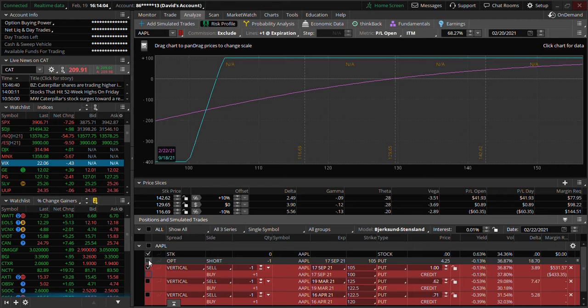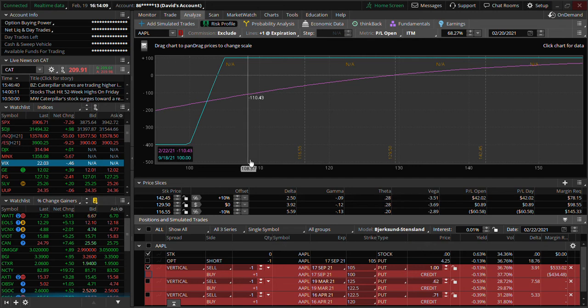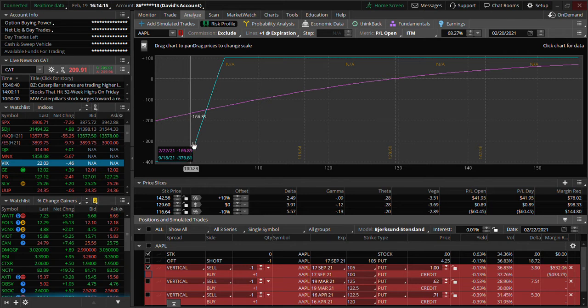This is a bull put credit spread. Another thing is, by the way, your long here is going to decay faster than your short, because the long is further away from the money. So that's something else to consider.